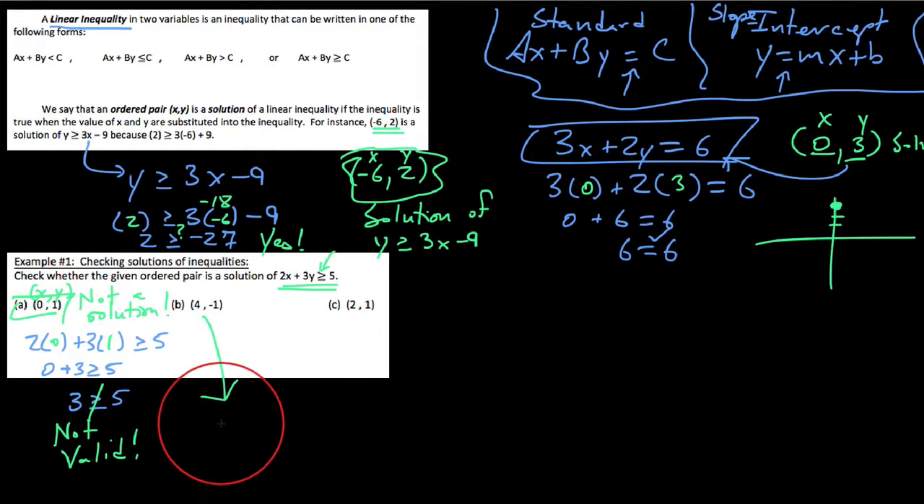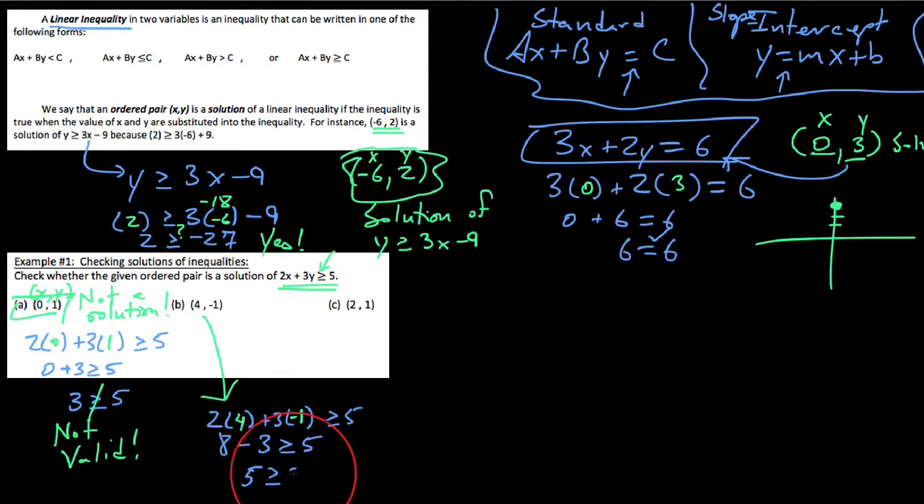Now let's check this guy here. We say (4, -1). Again, we're saying 2 times x plus 3 times y is greater than or equal to 5. But in this case, we're saying if I put in a 4 everywhere I see an x and a negative 1 everywhere I see a y, and simplify this, I get 8 minus 3 is greater than or equal to 5. I get 5 is greater than or equal to 5.